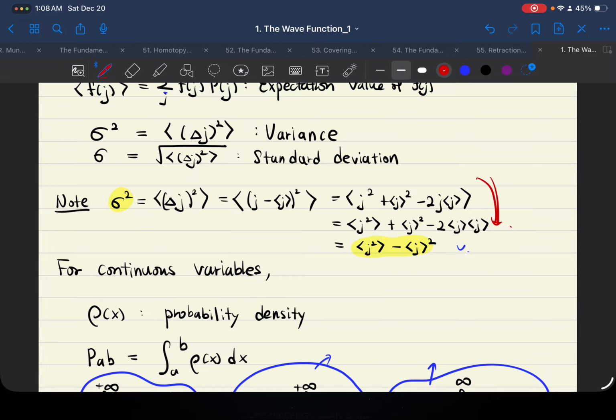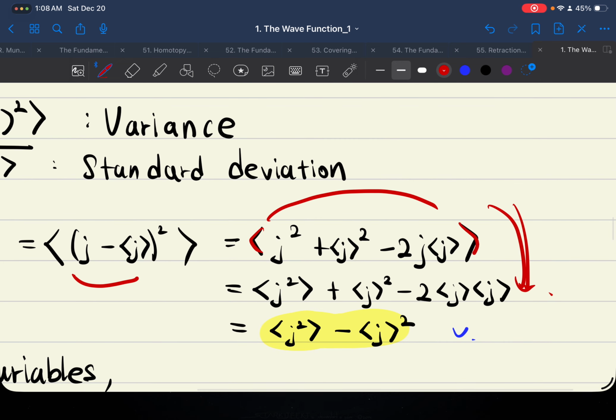We just expand this inside, and then we take the bracket entity by entity and get this simple formula.